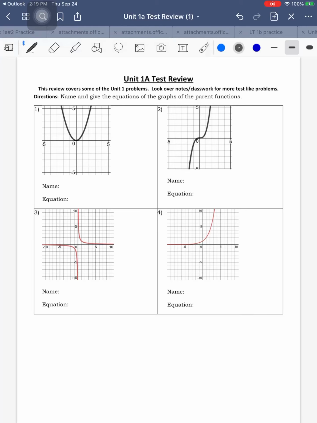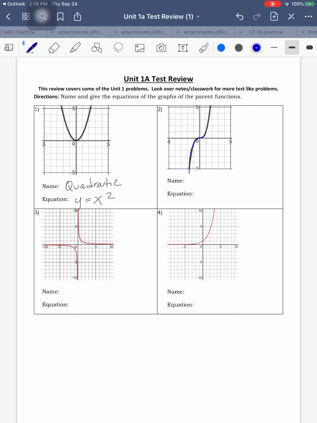All right, so this is the Unit 1A test review. We're just looking at, for the first four, naming them and writing the parent function, the equation for it. First one's U-shaped. That's a quadratic. The equation is y equals x squared.